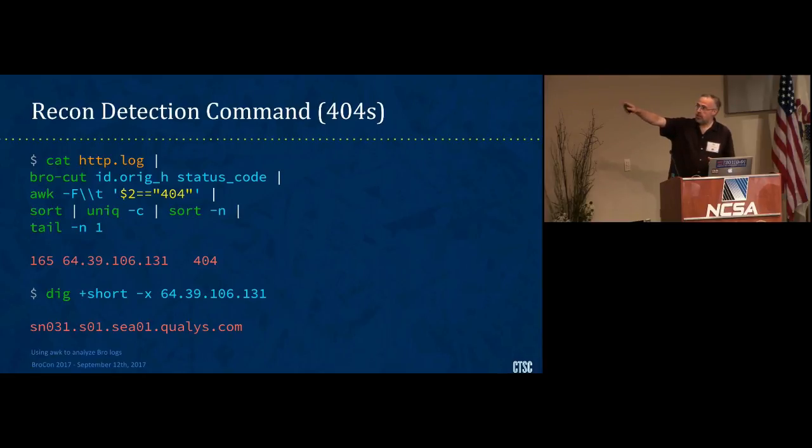So this will look at the second column, in this case status code, and say, if the value is the text string 404, here I'm not using a regular expression, I'm being precise. I'm saying, if it's a 404, then pass all that out of awk into sort the list, and then get the top requester. And so here at the end, we get this IP address. It's made 165 HTTP requests that returned not found.